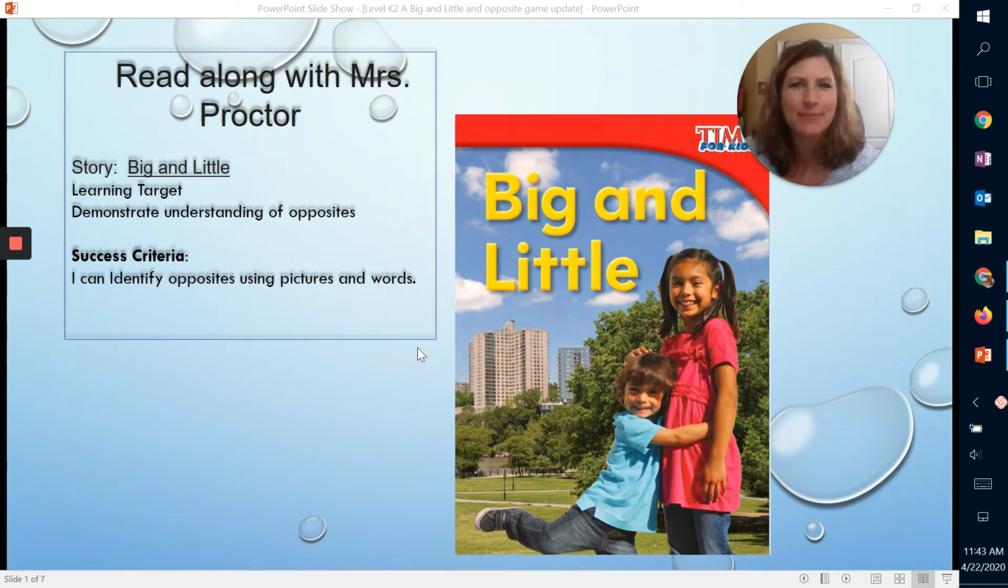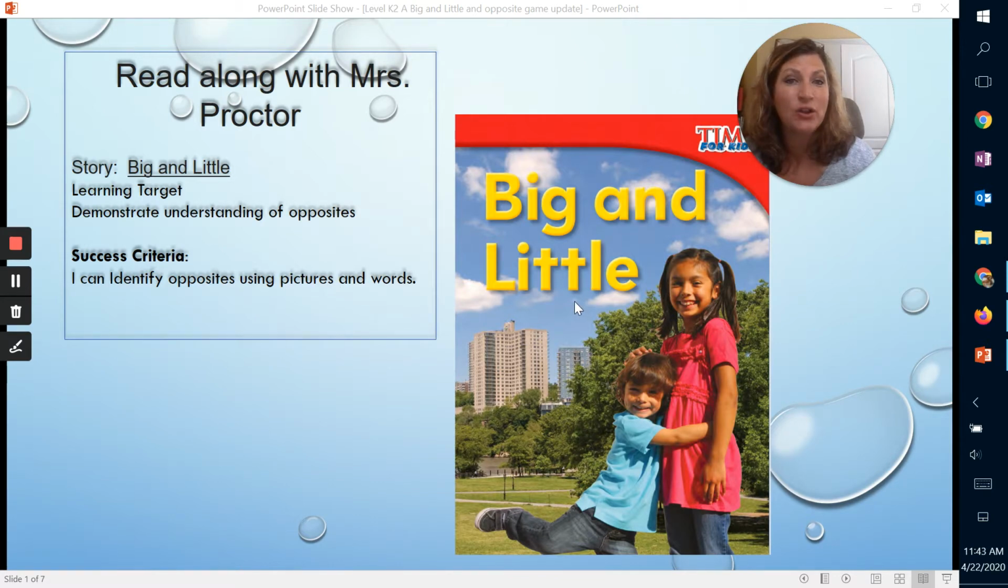I'm super excited about this story. It's called Big and Little. And our learning target today is going to be demonstrating understanding of opposites. After we finish reading this story, we're going to have a fun little game that you're going to play at the end. All right, our success criteria: I can identify opposites using pictures and words.